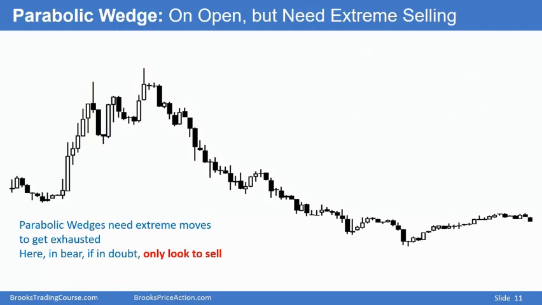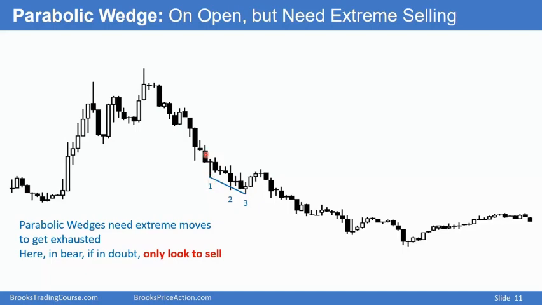Parabolic wedges need extreme moves as a sign of exhaustion. Without the extreme moves, the traders do not get exhausted and the trend can go a long way. Here, 3 pushes down, 1, 2, 3, very tight channel. If you want, you can call it a parabolic wedge. I would not. Where is the extreme selling?